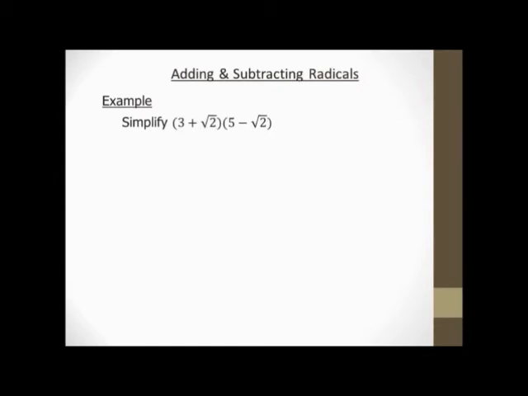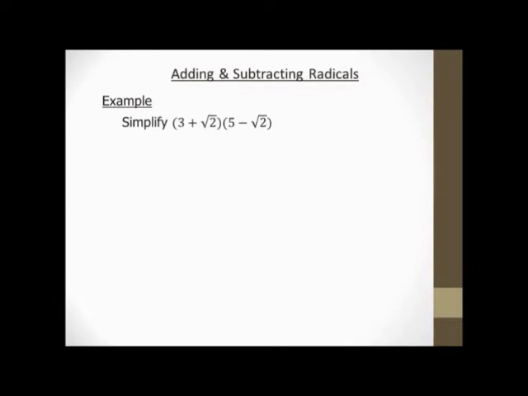We're going to simplify the quantity 3 plus square root of 2 times the quantity 5 minus square root of 2. Alright, so this problem, when you first look at it, it looks like a FOIL problem. It looks like you're supposed to distribute twice, and that's what you're supposed to do. So it kind of turns into a multiplying and an adding and subtracting problem all rolled into one.